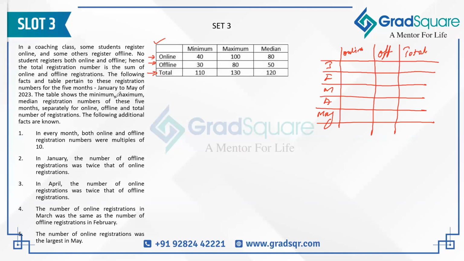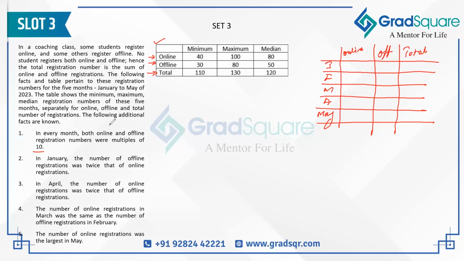Now let's one by one understand the clues. In every month, both online and offline registration numbers were multiples of 10. So we are only dealing with multiples of 10. Looking at maximum, minimum, we understand that if I'm looking at online, it has to be 40, 50, 60, 70, 80, 90, and 100 maximum. And 80 in such a way that 80 turns out to be the median of all the data points given to you, all for these 5 months. Same way, it has to be between 30 to 80 for the offline product, 30, 40, 50, 60, 70, 80, such that the median is 50.